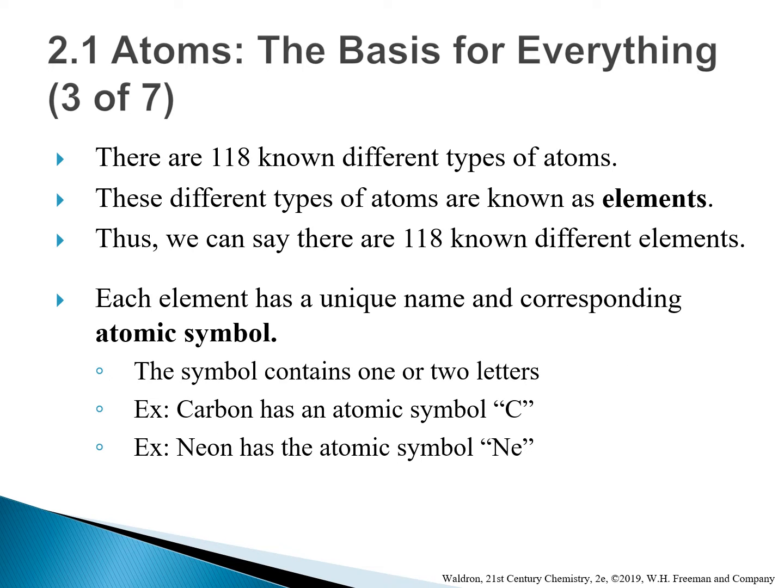There are 118 known different types of atoms. These different types of atoms are known as elements. We can simply say that there are 118 known different elements. Each element has a unique name and corresponding atomic symbol. The atomic symbol contains one or two letters. For example, carbon has an atomic symbol as a capital letter C. Neon has the atomic symbol Ne.